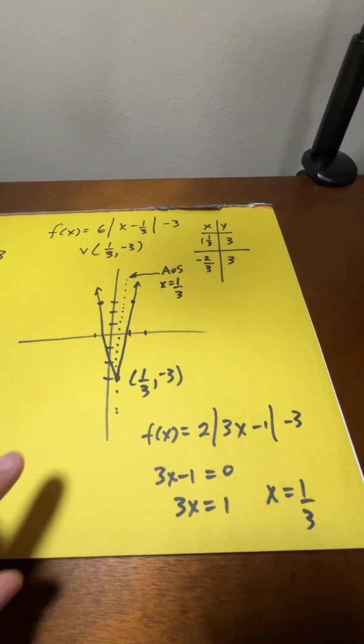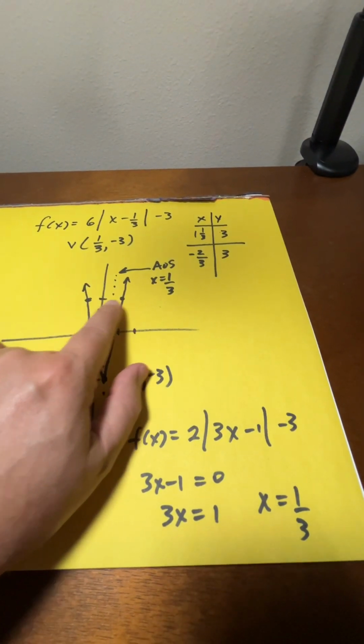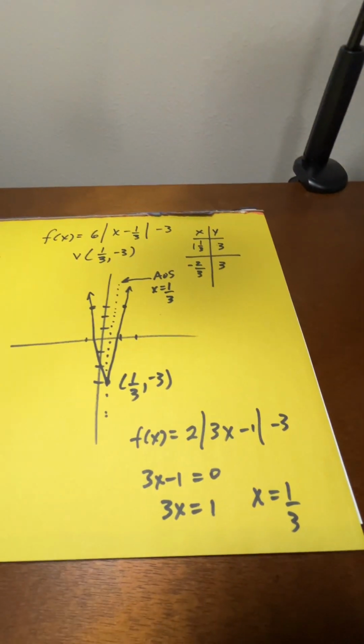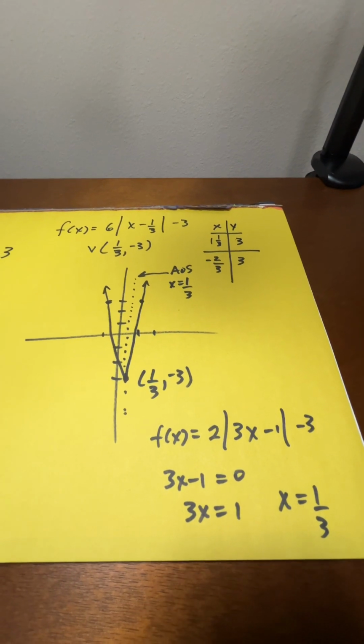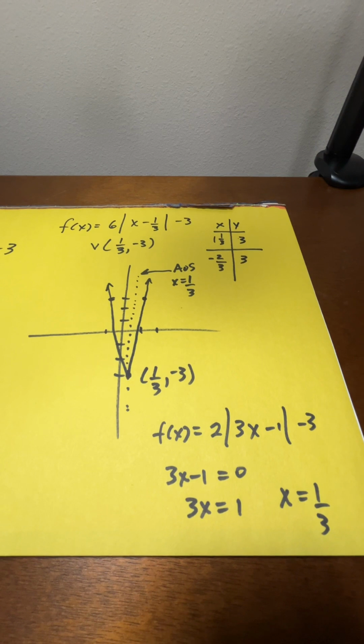Usually when you do the graph, you're labeling the vertex, you're labeling the axis of symmetry, and of course you have a couple of points and you show your table and all of that. And it's just that your vertex is in a new place.